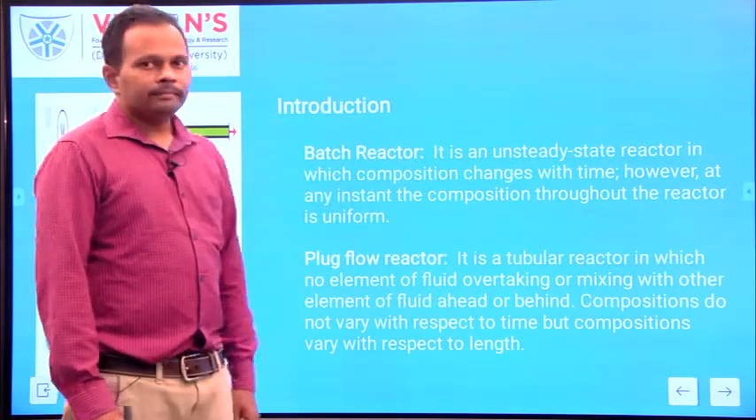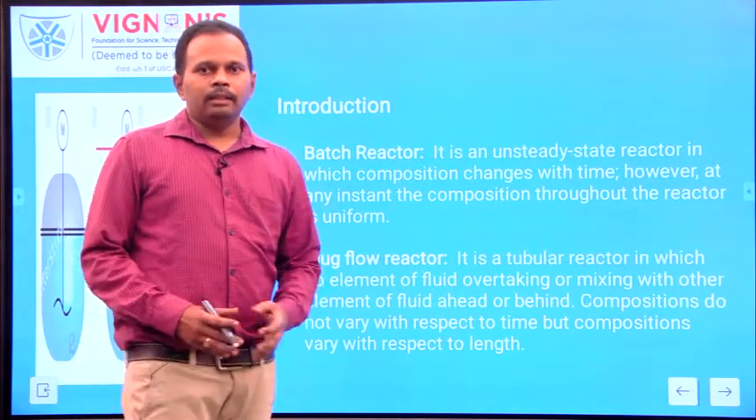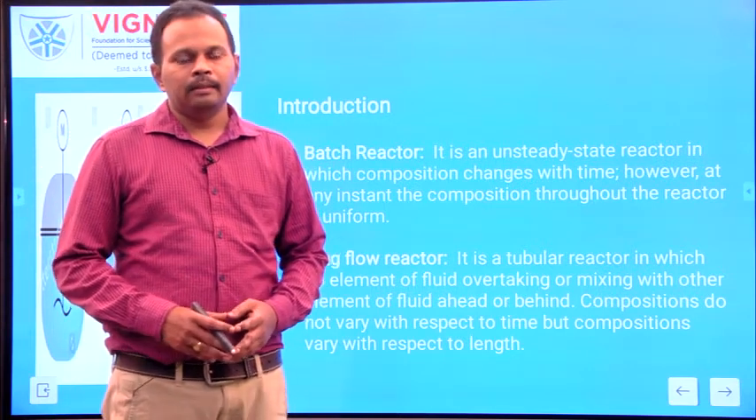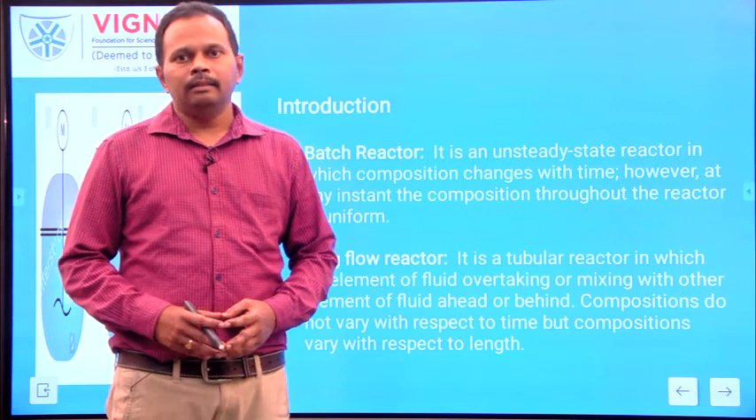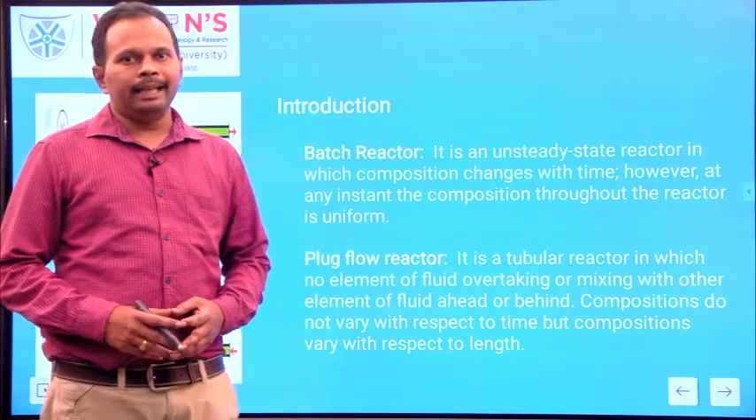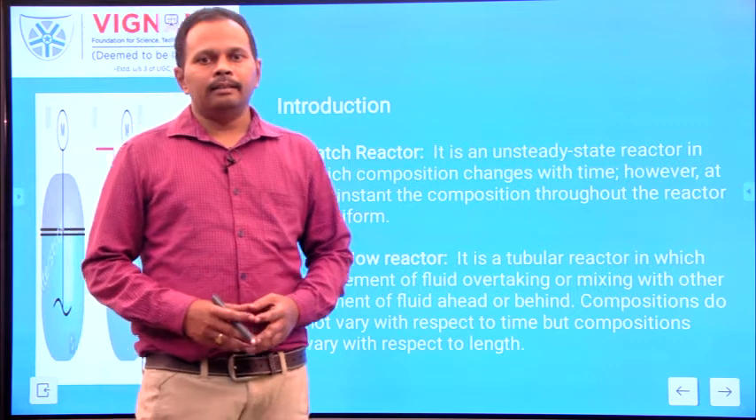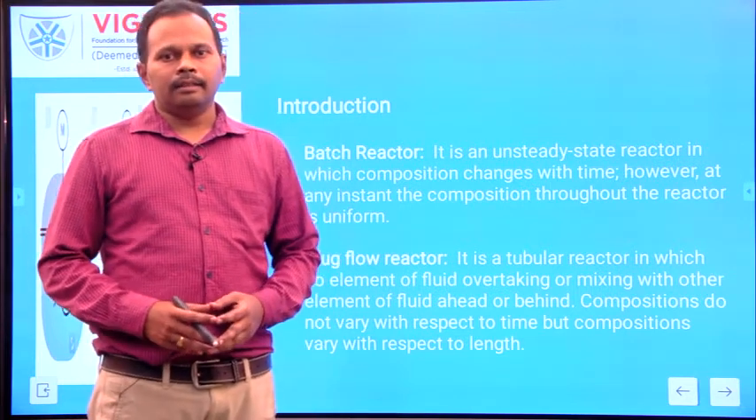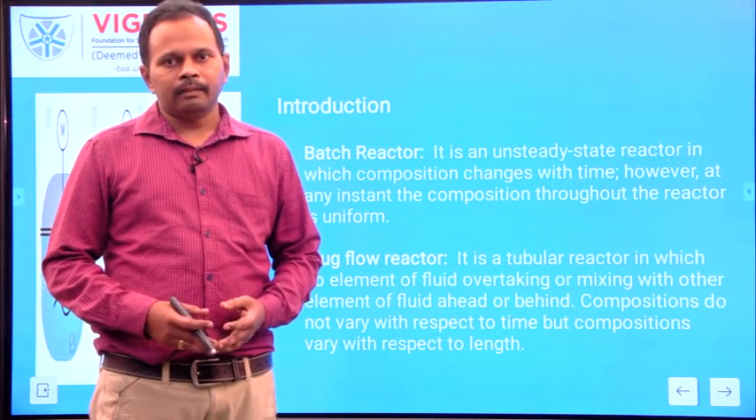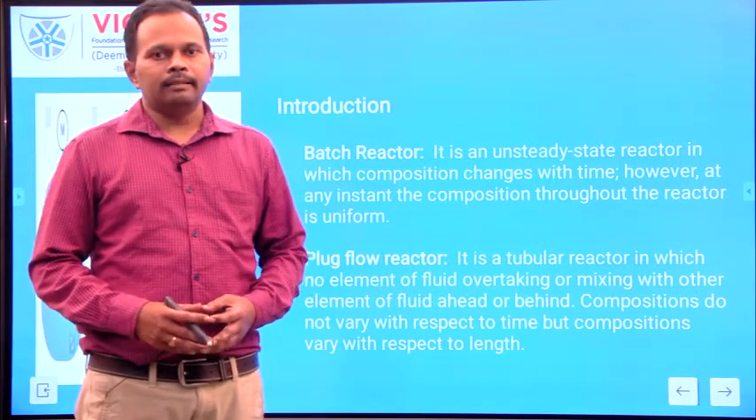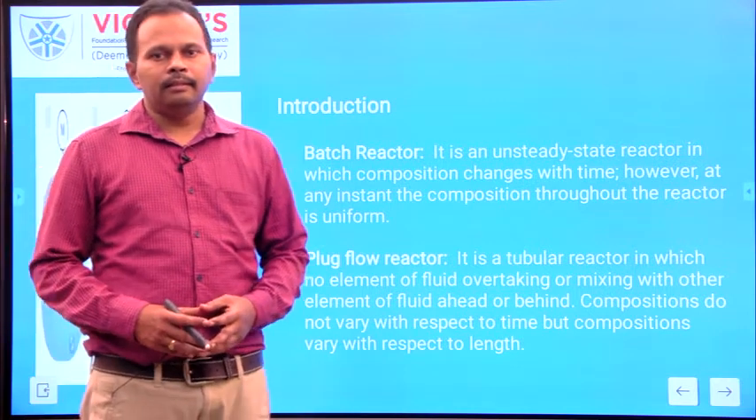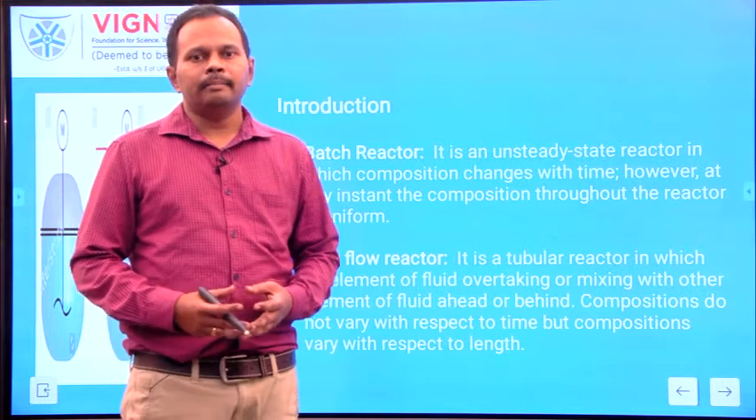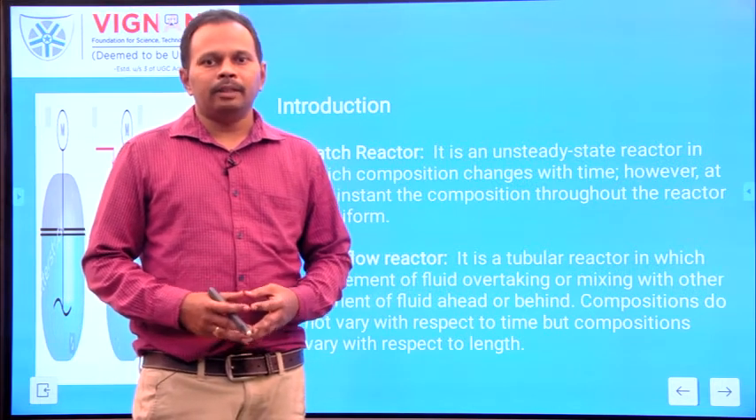Introduction, the batch reactor. I already said that reactors are mainly classified into two types based on the contacting flow patterns of the reactants within the reactor. These are the unsteady state reactors and steady state reactors. In an unsteady state reactor, the concentration varies with respect to time. The best example is the batch reactor. In steady state reactors, the concentration does not vary with respect to time. The best examples are the plug flow reactor and the mixed flow reactor.